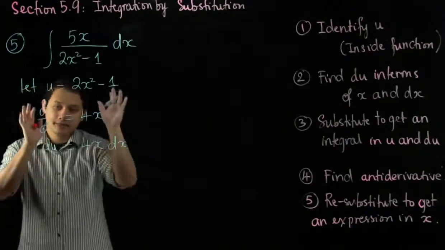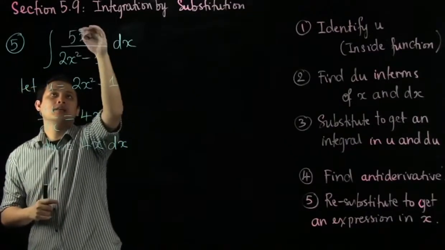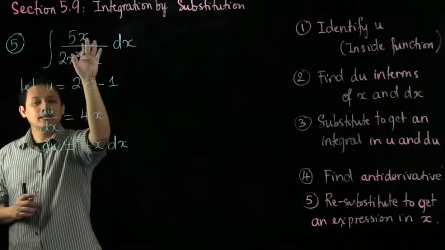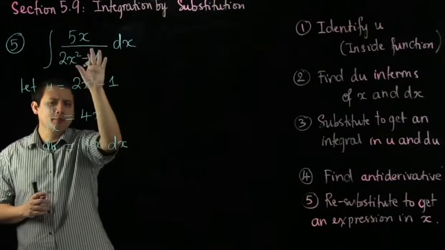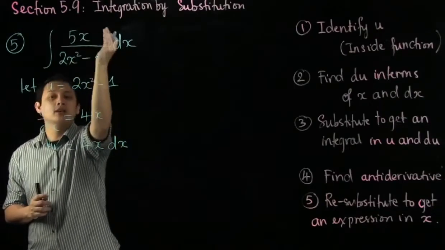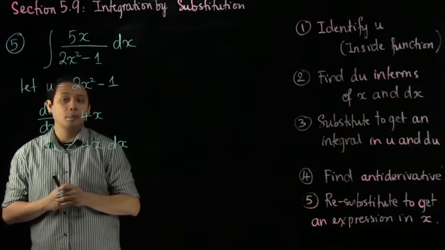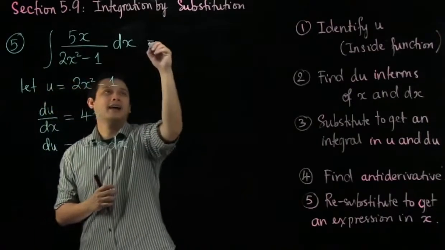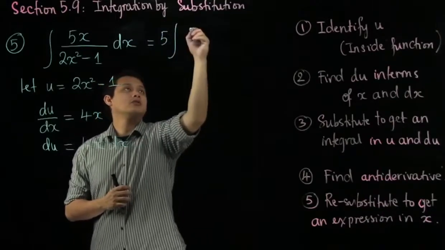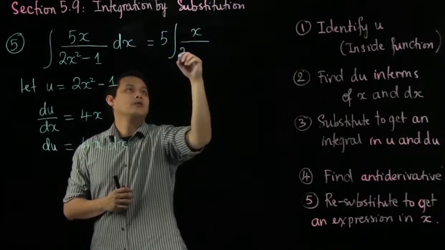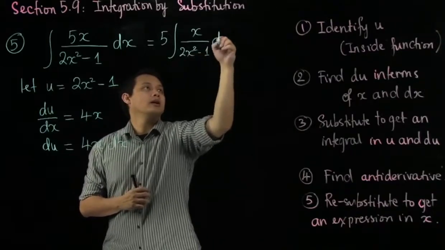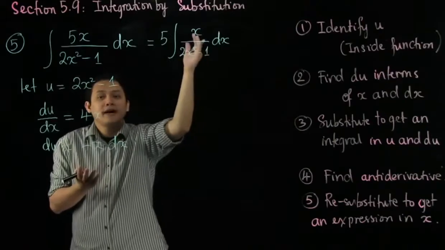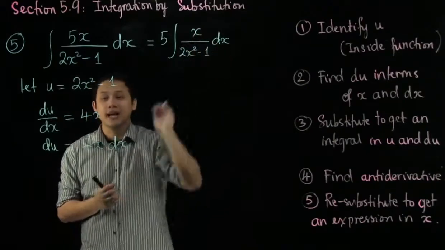It's a little bit hard for this problem because you're left with 5x dx, right? But 5 is actually a constant. Do you remember that I can bring a constant out of the integral operation? If I rewrite this original integral, I have 5 times the integral of x over 2x squared minus 1 dx. This is good because I don't have 5x dx anymore, I just have x dx.